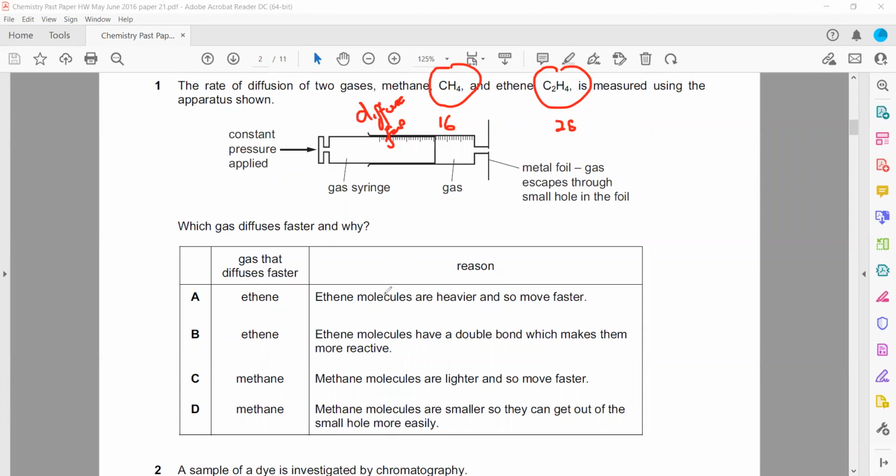When we compare the rate of diffusion, because CH4 is a lighter gas, the lighter gas will diffuse faster. So which gas diffuses faster? That will be methane. And why? Because the molecules of methane are lighter, so they will move faster. So C will be the right answer.